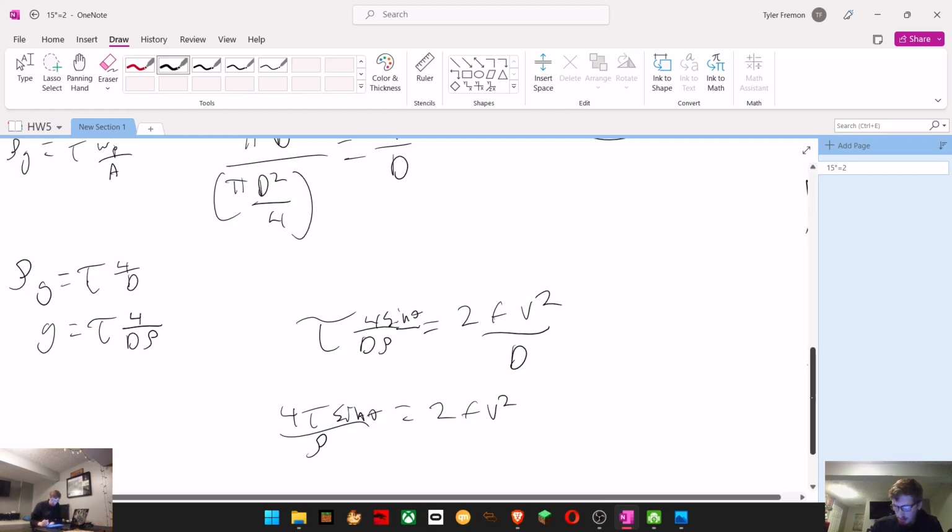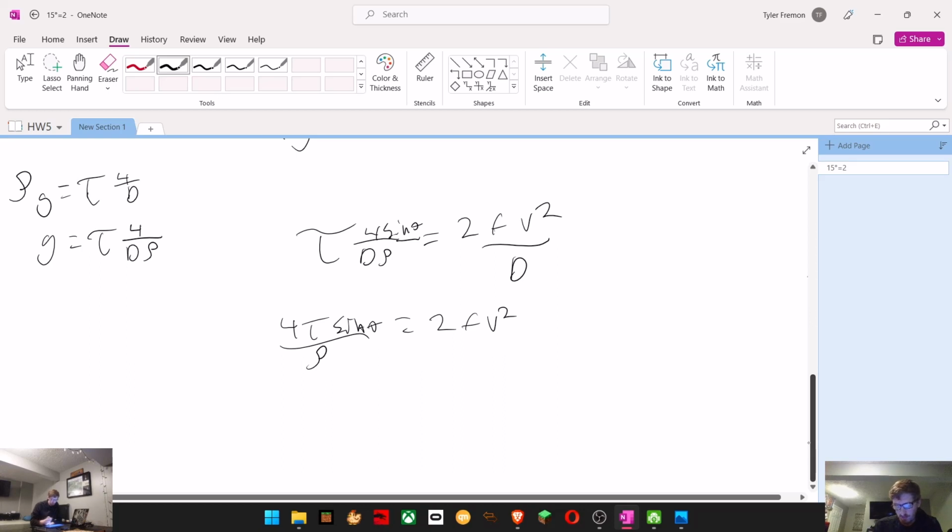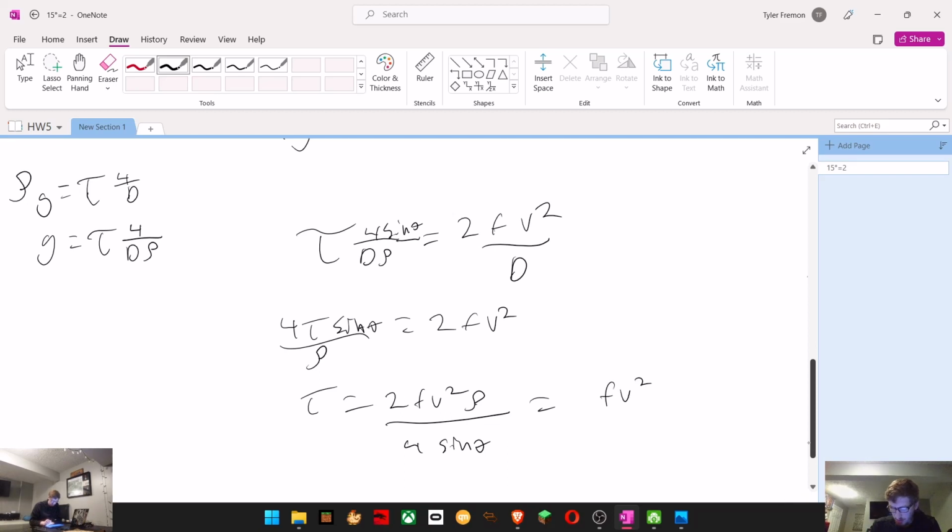And then we're going to go ahead and solve in terms of tau. So we're going to multiply across by rho. We'll have tau equal to 2f v squared times rho divided by 4 sine theta, which is going to be equal to f v squared rho over 2 sine theta.